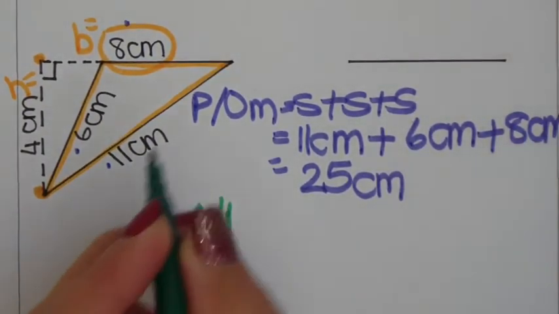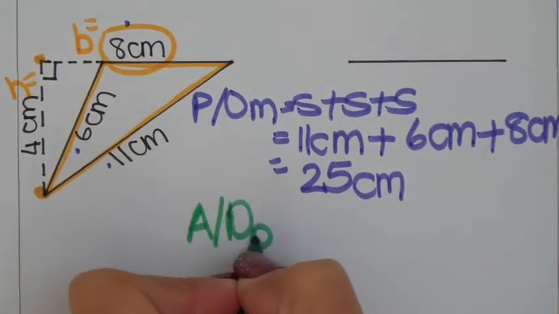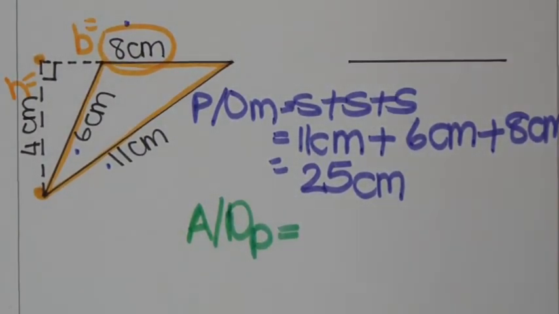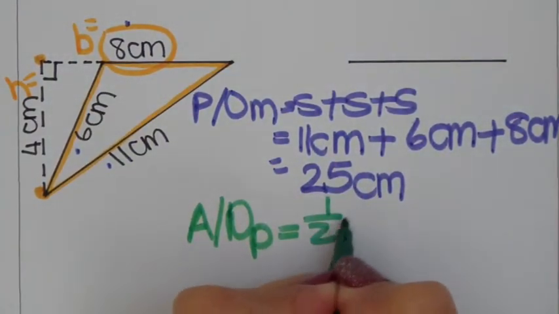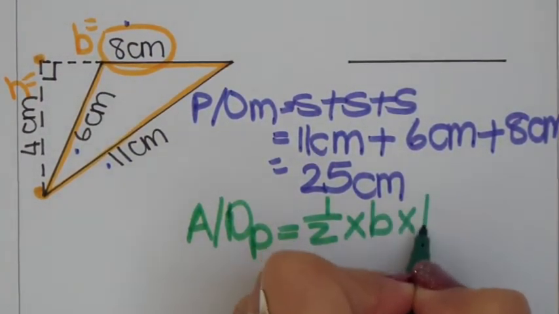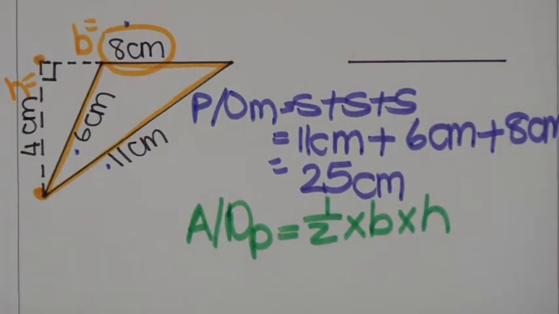Sorry, the area, die oppervlak. Sorry guys. Okay. Formula: half times base times height. Halfte maal basis maal hoogte. Okay, ek gaan net so klein bietjie afskuif gou.